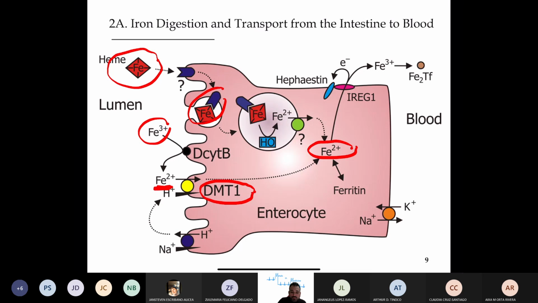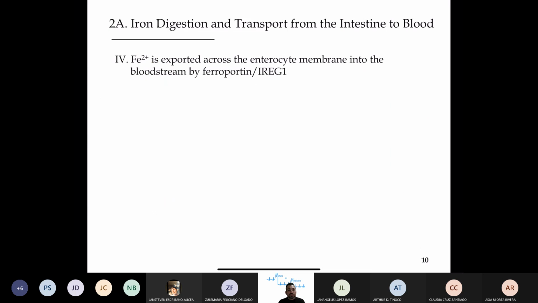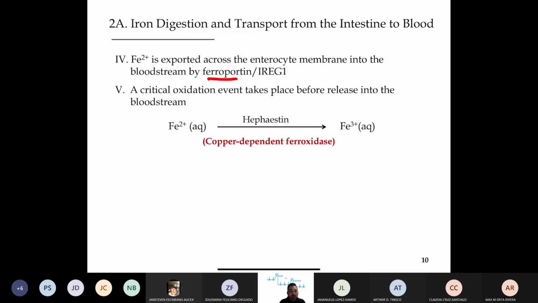But you're also going to have now movement of the iron from the intestinal cells into the blood. And here is a very critical event. The critical event is a change in oxidation state from iron 2 to iron 3. And so let's talk a little bit about this process. Also, the iron 2 is exported across the enterocyte membrane into the bloodstream by a protein called ferroportin, okay, IREG1. So this is a transporter to move the iron 2. There is a critical oxidation event that takes place to release the iron into the bloodstream. So now we're converting iron 2 to iron 3.